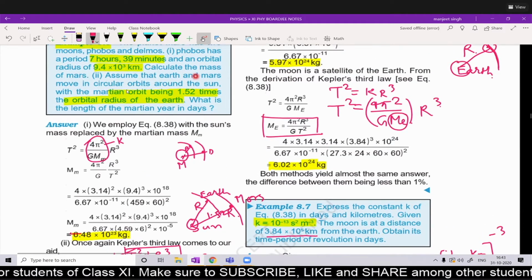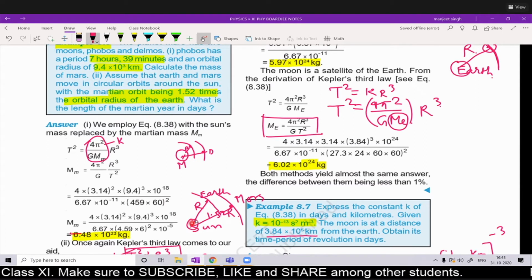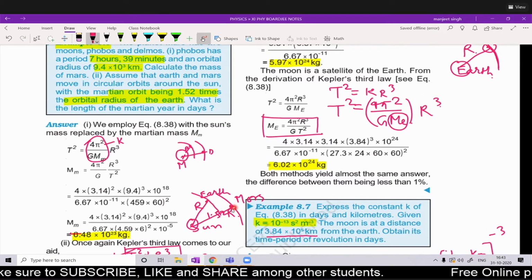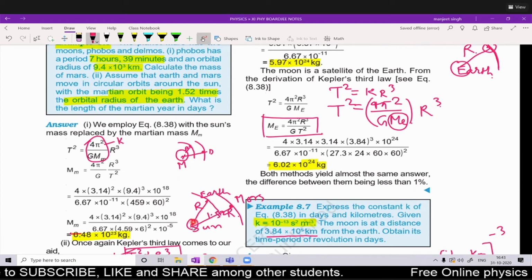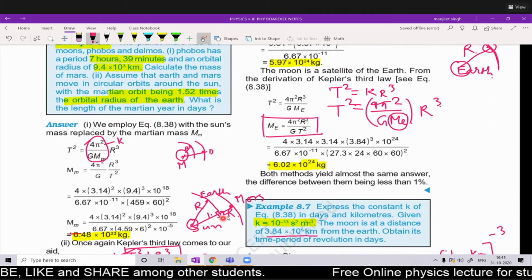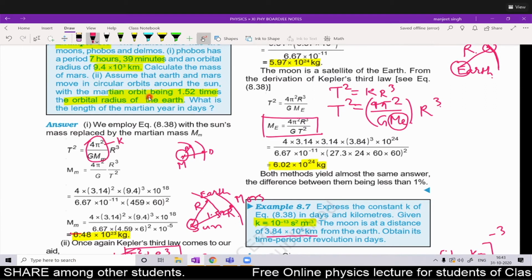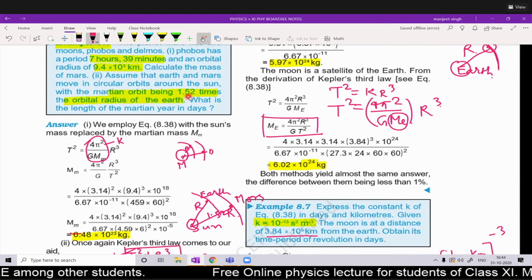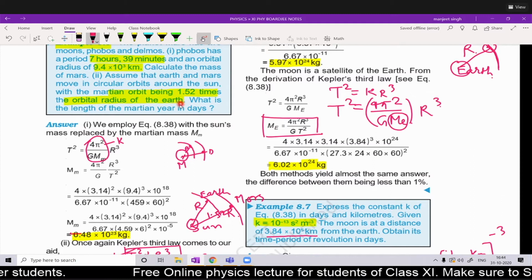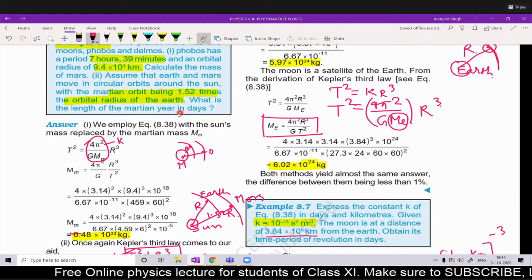Assume that the Earth and Mars move in a circular orbit around the Sun. So you see that this is the Sun, this is Earth, and this is Mars. Earth and Mars both are revolving around the Sun. If Earth has a radius r, Mars has a radius 1.52 times r. The question is the same: the Martian orbit being 1.52 times the orbital radius of the Earth. It is given here. So what is the length of the Martian year in days?